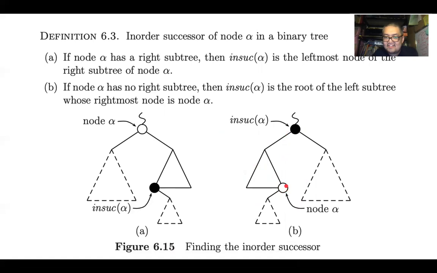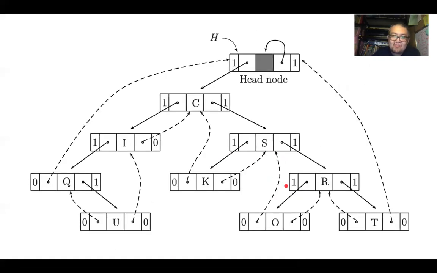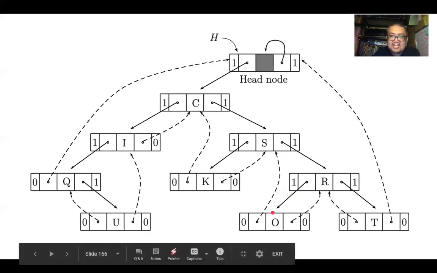So if you look here, essentially, U is the rightmost node of this tree, which is the left sub-tree, and this is the root. So this is the in-order successor of U. So that's the idea there.